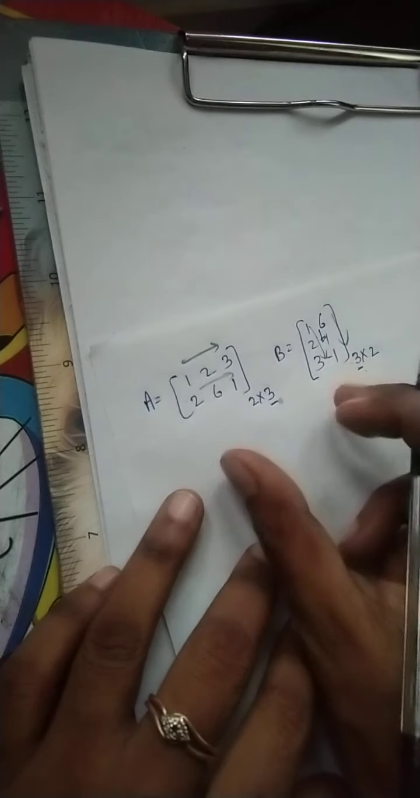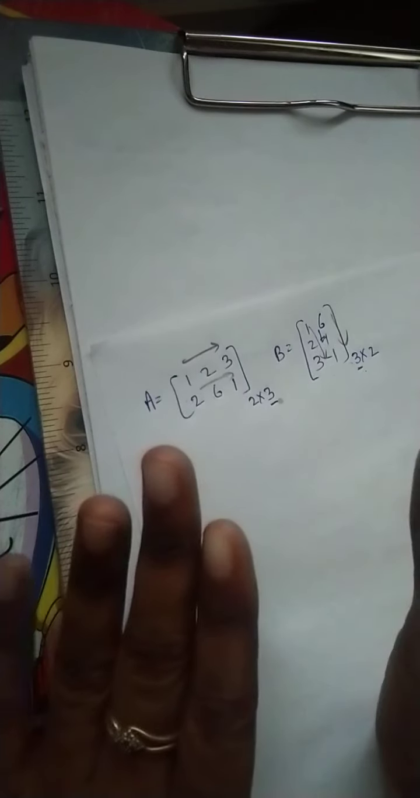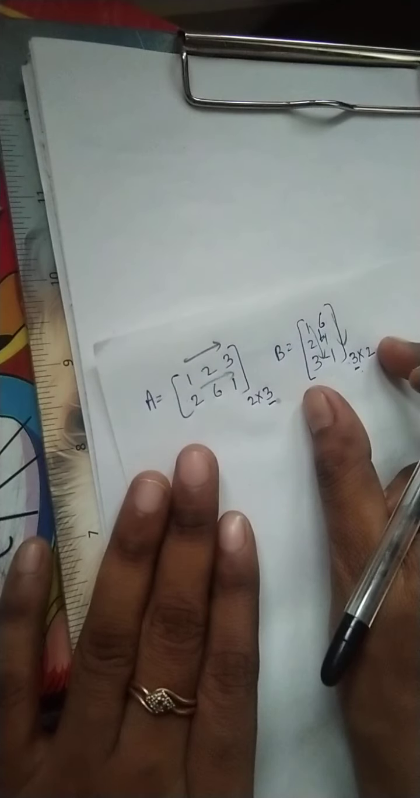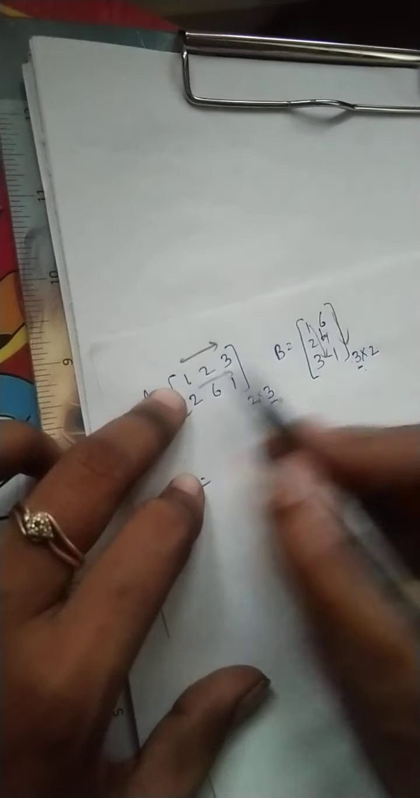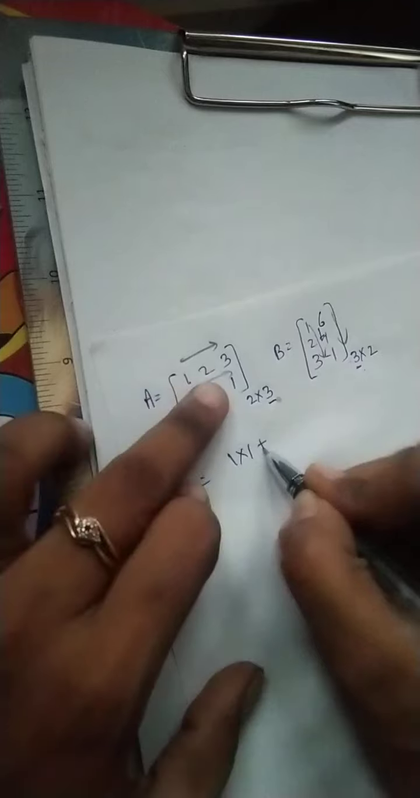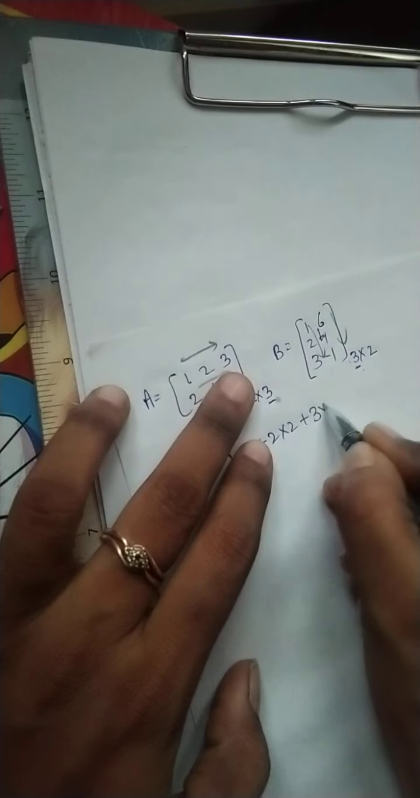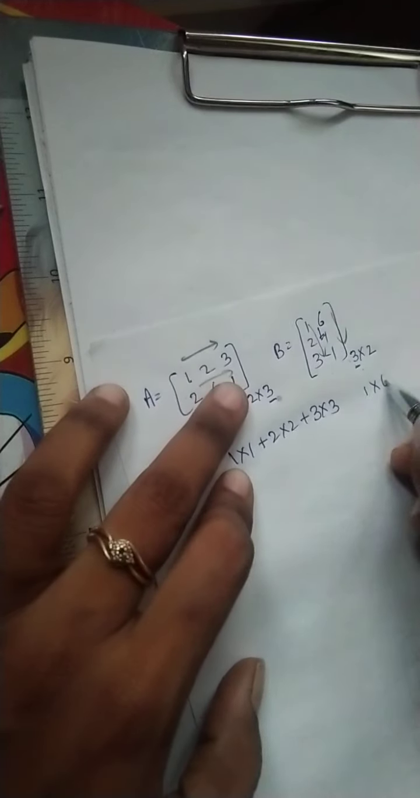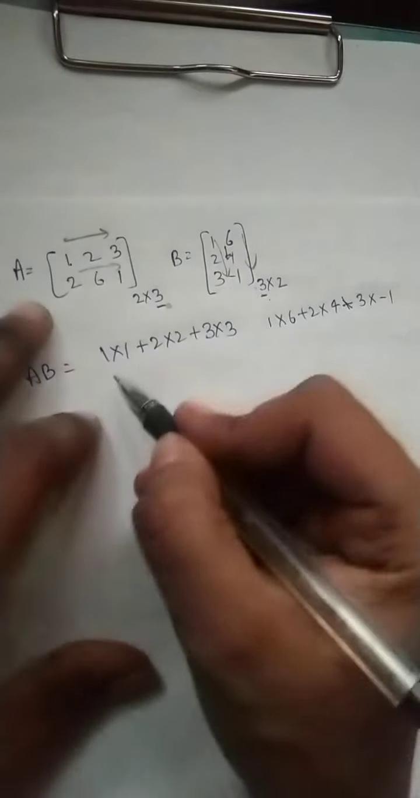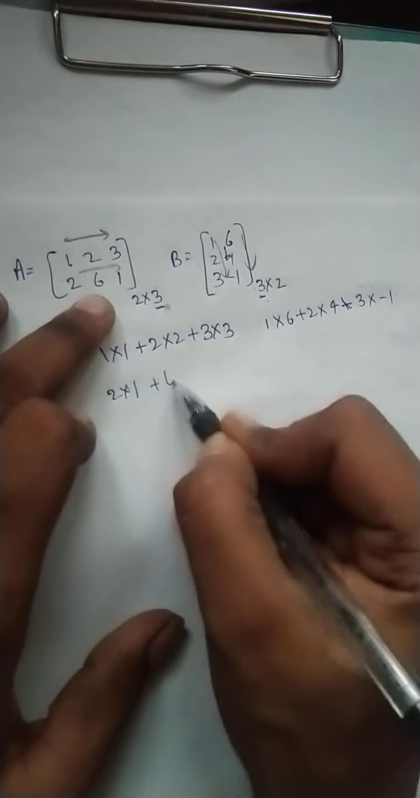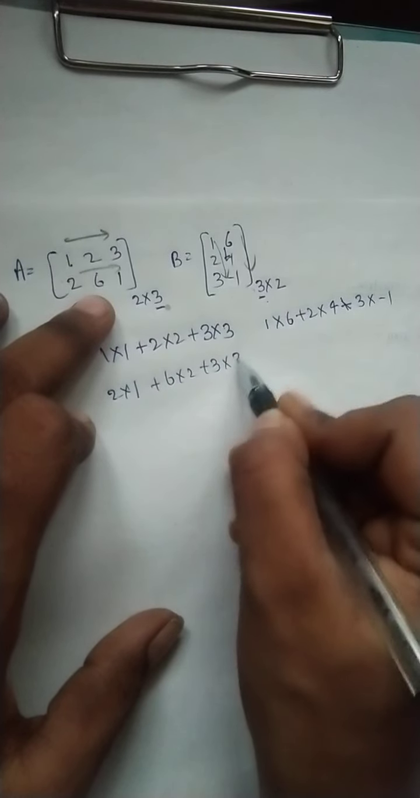Okay, so there is no need that it should be an equal number of rows and equal number of columns. It can be like this also. So if you multiply AB, what will happen? 1 into 1 plus 2 into 2 plus 3 into 3. Again 1 into 6 plus 2 into 4 plus 3 into minus 1. Okay. Again 2 into 1 plus 6 into 2 plus 3 into 3.